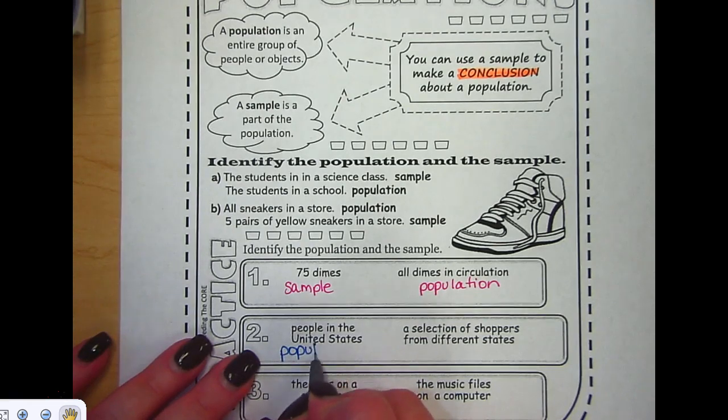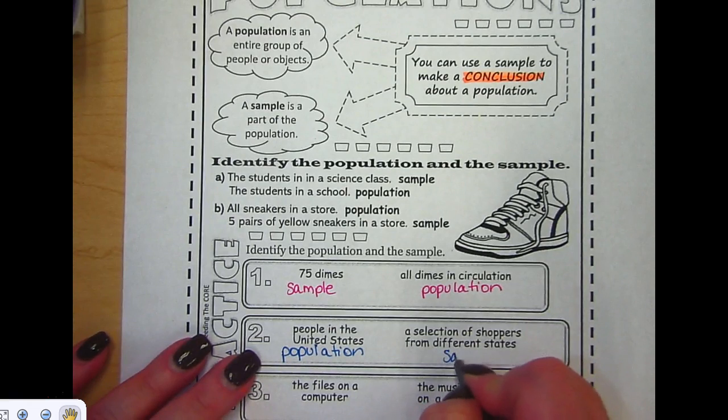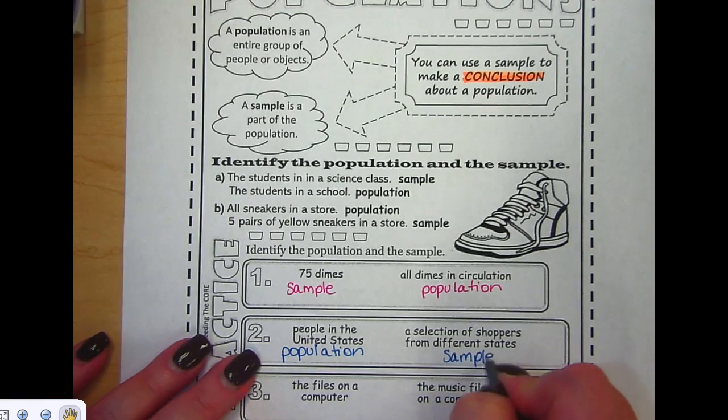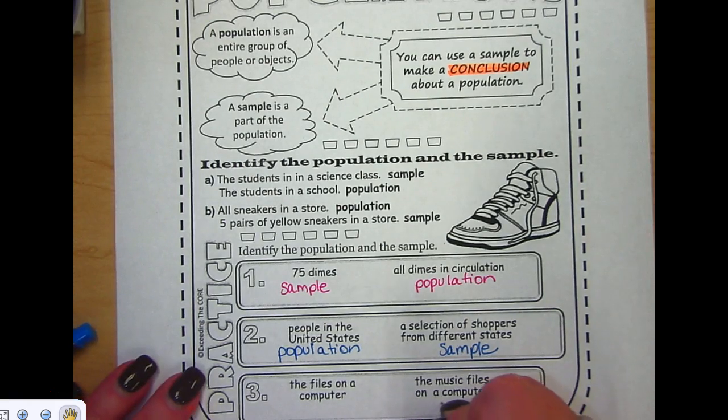Yep. Very good. All the people in the United States is the population. A selection of shoppers from different states is the sample. Let's look at the last one. The files on a computer, the music files on a computer. Anna? Very good.